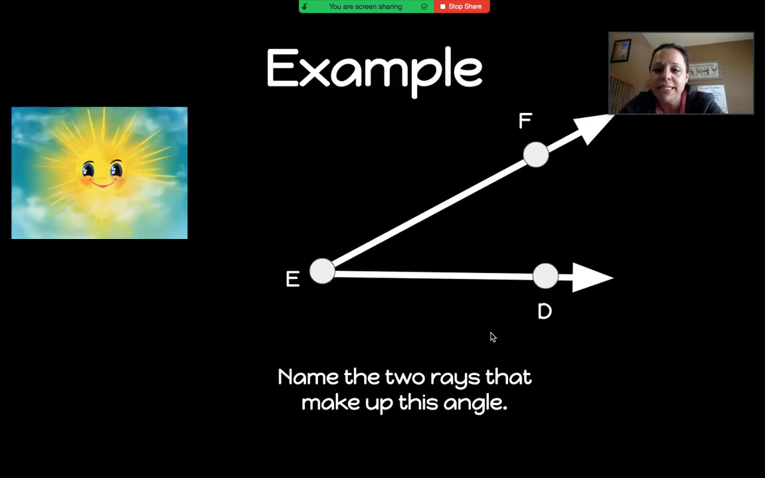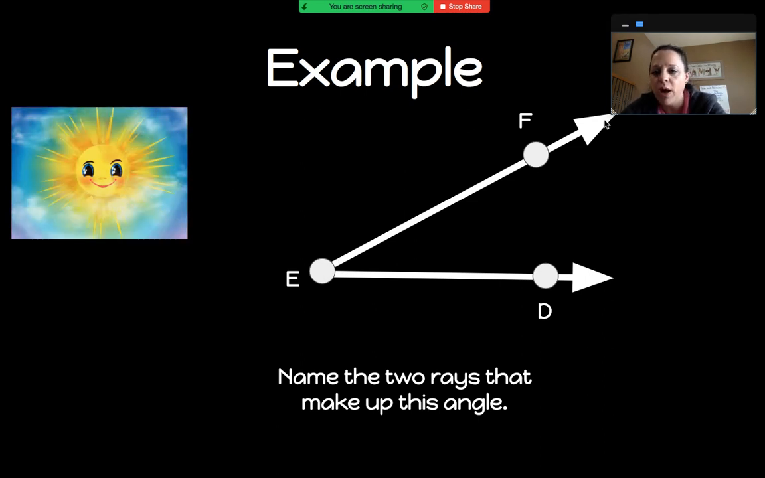So here is an example. It says, name the two rays that make up this angle. Think about your sunshine over here. So a ray has one endpoint and one arrow. So we would say ray EF and ray ED.